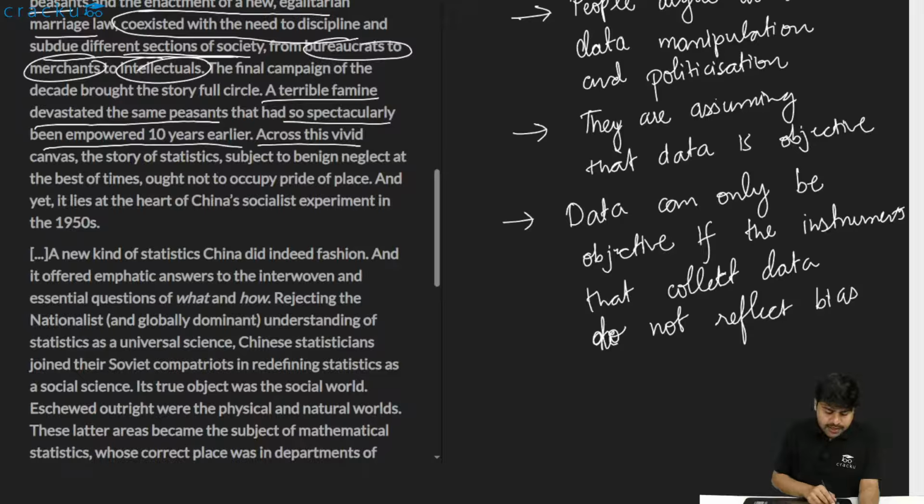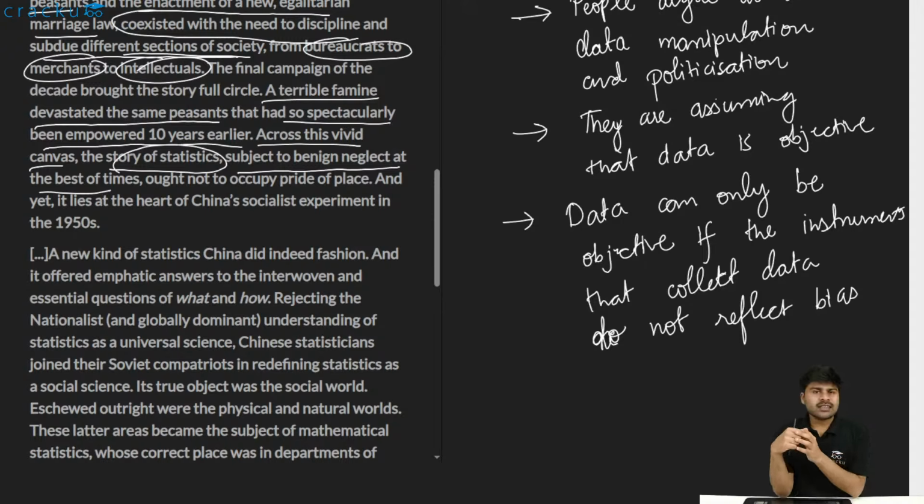Across this vivid canvas, the story of statistics, subject to benign neglect at the best of times, ought not to occupy pride of place, and yet it lies at the heart of China's socialist experiment in the 1950s. So after all of this data, you will see that statistics is not something that would seem so benign, right? You would think that statistics would help us design better policies, and it doesn't really matter how we exert those policies, we can take violent measures and so on.